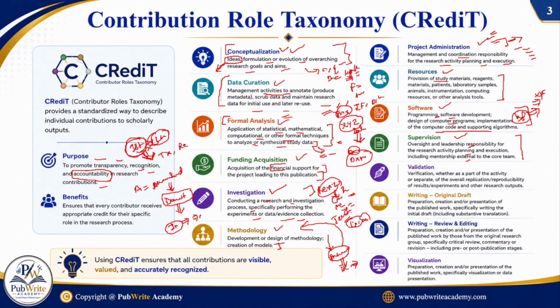Kind of things external to the core team also come under the supervision part. And supervision, what does it involve? As we already said, it should be an intellectual input. As we discussed already in the ICMJE authorship criteria, the input provided by the supervisor must be an important intellectual input in your research work.